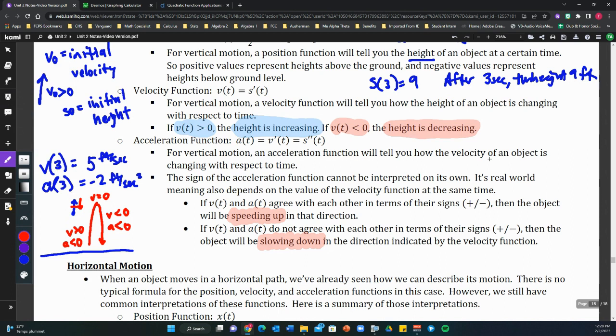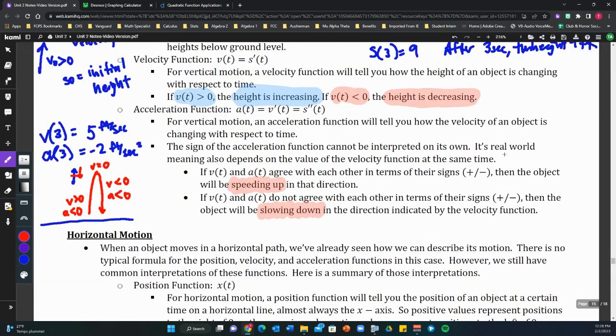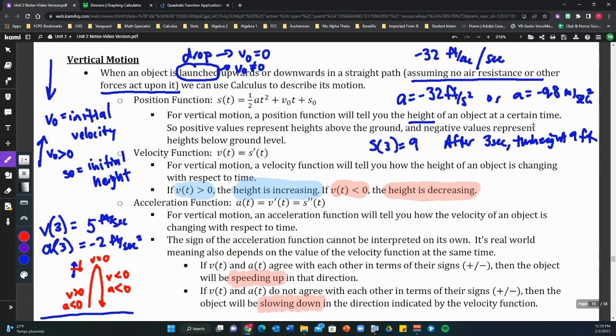All right, so that is vertical motion. Now we're going to take a look at horizontal motion. A lot of these connections are still the same, but the one big difference is with vertical motion, we have these constants of acceleration due to gravity. So when we talk about an object being thrown up in the air or dropped, these are always going to be our constants, those a values in front.